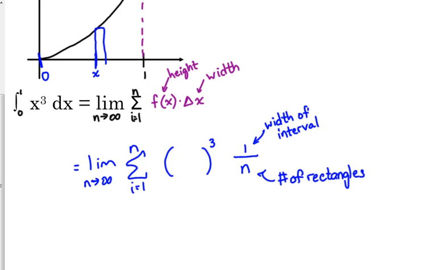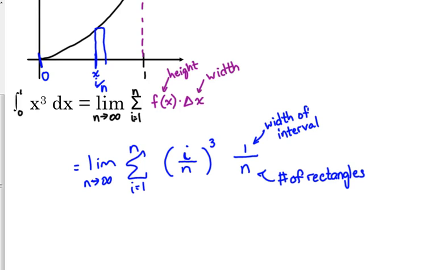And let's just say that that is, I don't know, it could be our 5th, it could be our 10th, it could be our 500th rectangle. But let's just say that I is the number of the rectangle, and we divide it by n. I just know that that's the way it's supposed to be. Can't remember why we divide by n.